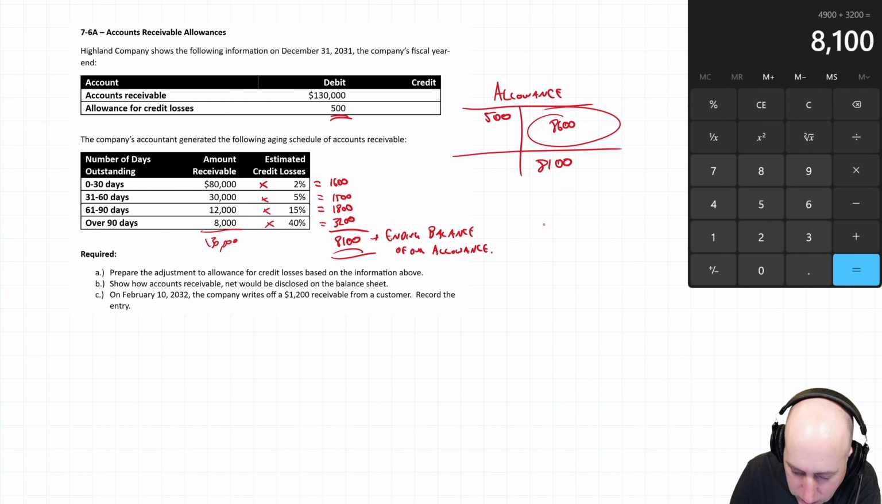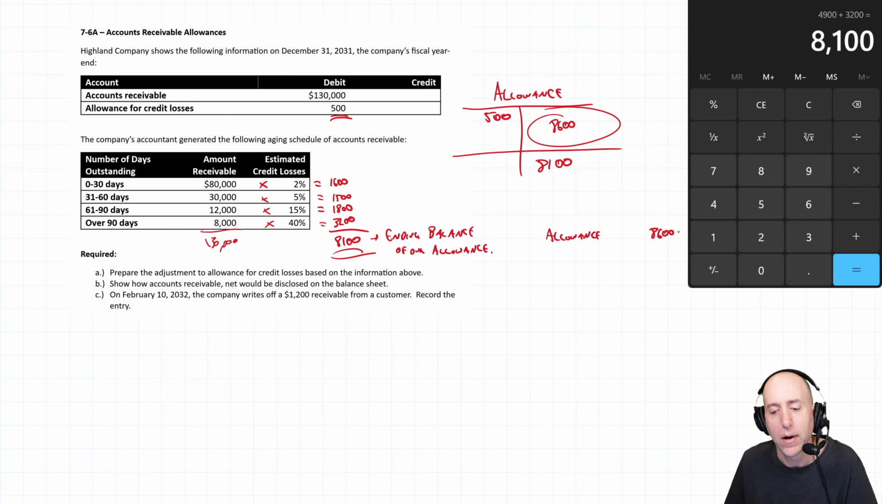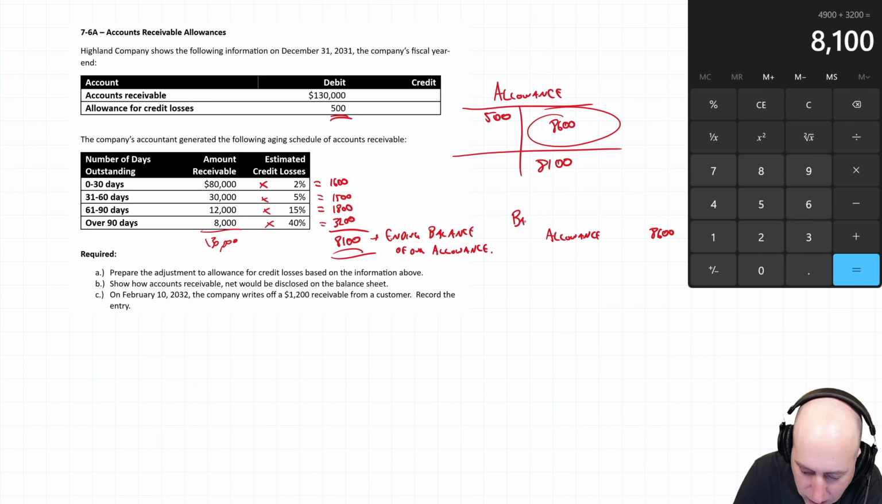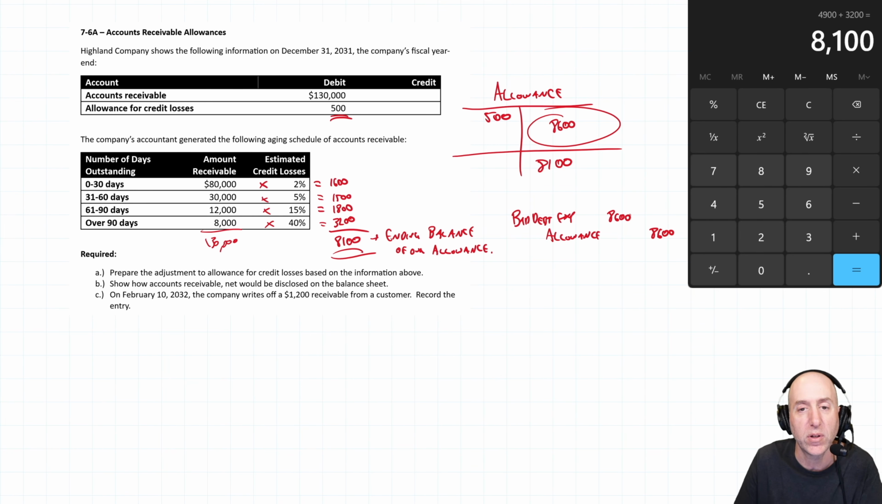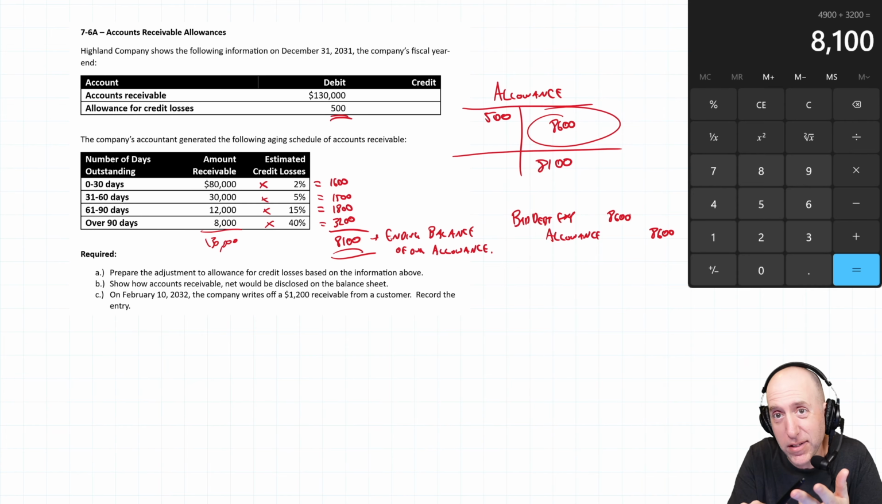Here is the journal entry. We credit allowance 8,600, and we debit the expense related to our credit losses. In introductory accounting, I call this bad debt expense, and that's what I'm going to call it here. However, there are all kinds of names for this in intermediate accounting. You might call it credit loss expense. In IFRS places, they often call it impairment loss expense. In my video, I'm going to call it bad debt expense.